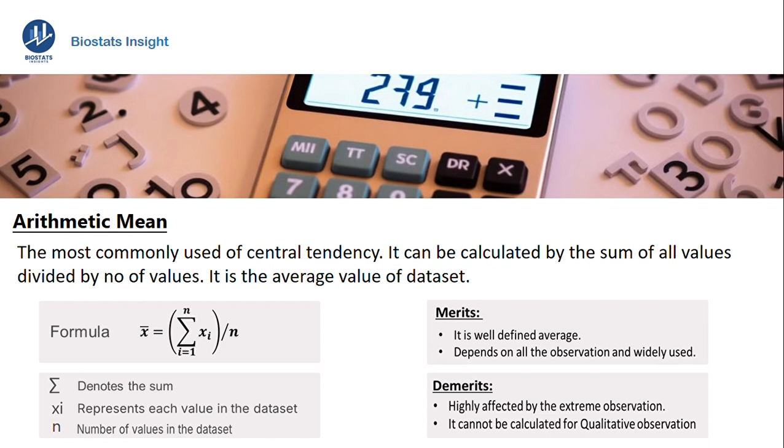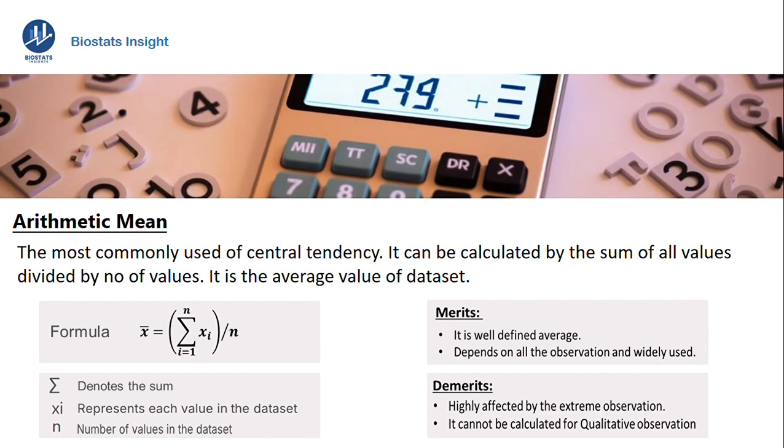Now, arithmetic mean. It is a commonly used central tendency and easy to calculate, where it is calculated by the sum of all the values divided by the number of values. The formula here is x bar equals summation i equals 1 to n of xi divided by n, where summation represents the sum of values, xi represents each value in the data set, and n represents the number of values in the data set.